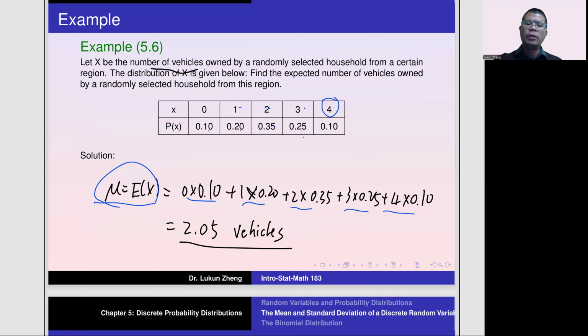Now be careful, 2.05 vehicles. It makes sense because it is a theoretical average, right? It is a theoretical long run average. So if you talk about an average, it can be a decimal.